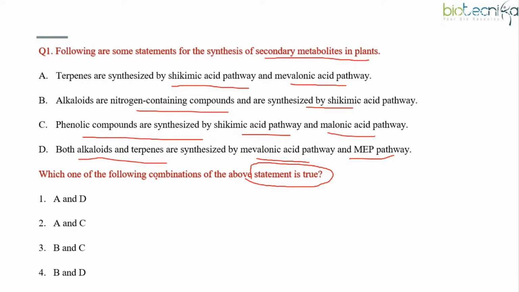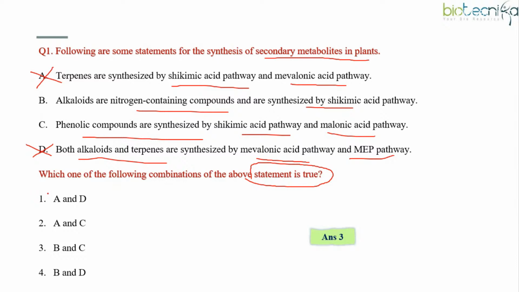Okay. So the correct answer over here is B and C. That is, alkaloids are nitrogen containing compounds synthesized by shikimic acid pathway. Phenolic compounds are synthesized by shikimic acid pathway and malonic acid pathway. That means statements A and D are incorrect.